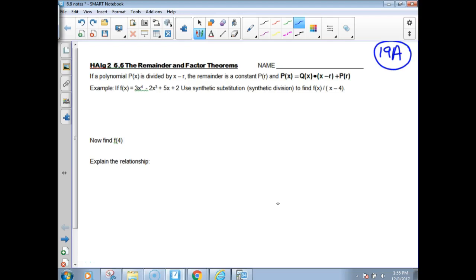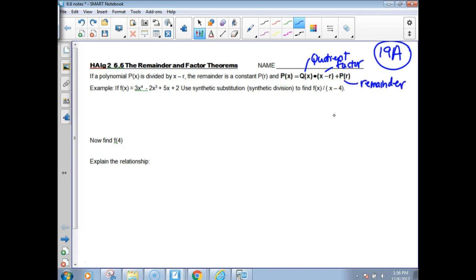Okay, today we're going to be doing the remainder and factor theorems on worksheet 19A. If a polynomial p of x is divided by x minus r, the remainder is a constant, p of r. The polynomial p of x is equal to q of x, which is the quotient, times x minus r, which is the factor, plus p of r, the remainder. That's how it can be written.